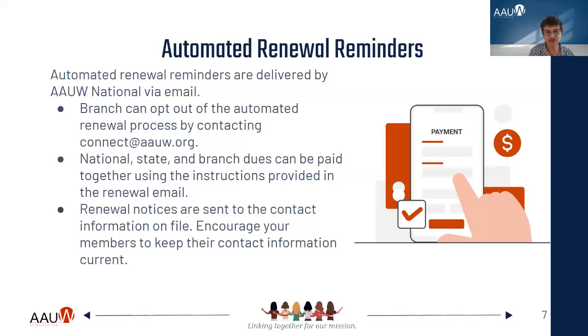The message that is sent in these automatic reminders says that the national, state, and branch dues can be paid either on the hub or by a check. So for instance, I received a message sometime in late April reminding me to renew my membership. I am a member of 3 branches in 2 different states. And so I was able to go to the hub. It had a description of how to log in.